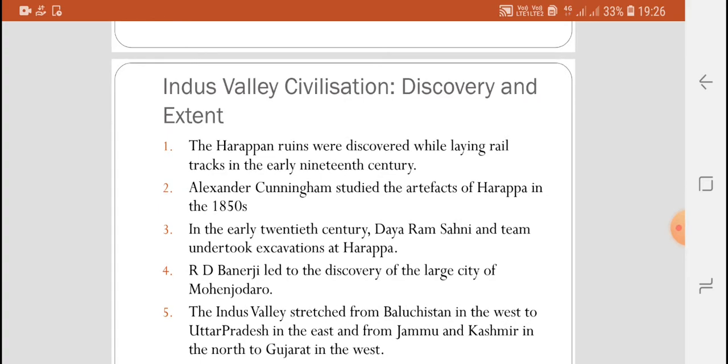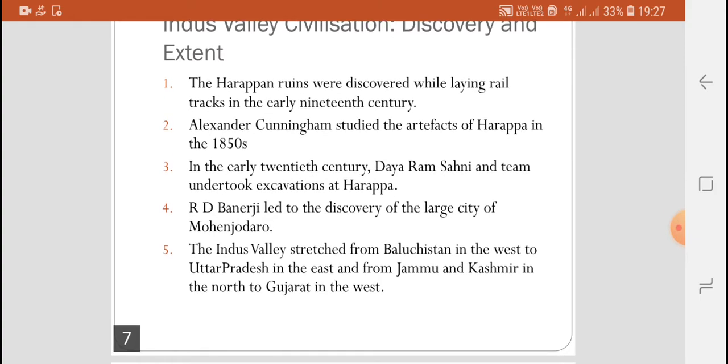The Harappan ruins were discovered while laying rail tracks in the early 19th century. The people behind the discovery of this civilization were Alexander Cunningham, who studied the artifacts of Harappa in the 1850s. In the early 20th century, Dayaram Sahni and team undertook excavations at Harappa, and R.D. Banerjee led to the discovery of the large city of Mohenjo-daro.